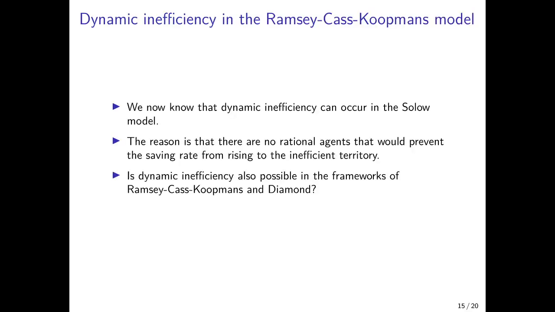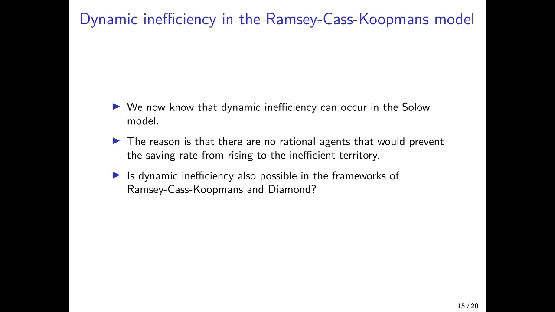So now we know what the golden rule saving rate is in the Solow model, and we know that dynamic inefficiency can occur in the Solow model. The reason for that is basically that there are no rational agents in the model that would consider that their increase in saving would have effects on the interest rate of the cohorts that follow. So it would have an effect on the interest rate in the future. Nothing prevents agents from having a very high saving rate. The saving rate is a parameter, and it could therefore be inefficiently high.